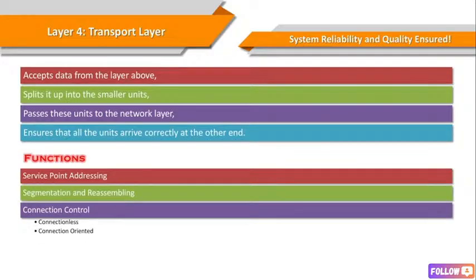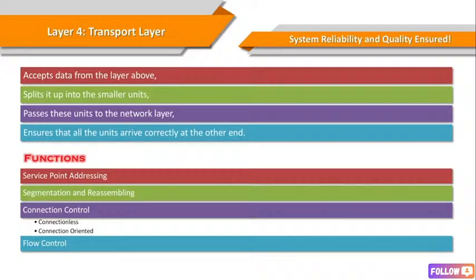Connection control. It includes two types. Connectionless transport layer. Each segment is considered as an independent packet and delivered to the transport layer at the destination machine. Connection-oriented transport layer. Before delivering packets, a connection is made with the transport layer at the destination machine. Flow control. In this layer, flow control is performed end-to-end. The rate of data transmission between two nodes must sometimes be managed to prevent a fast sender from transmitting more data than can be supported by the receiving data buffer, causing a buffer overrun, and we don't want that.